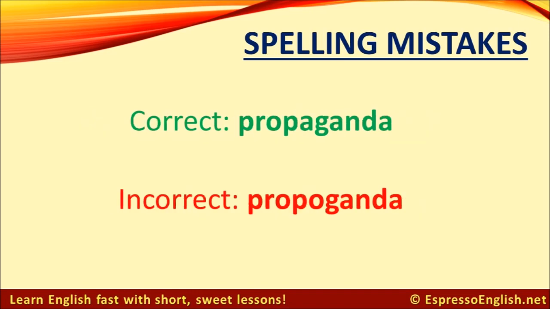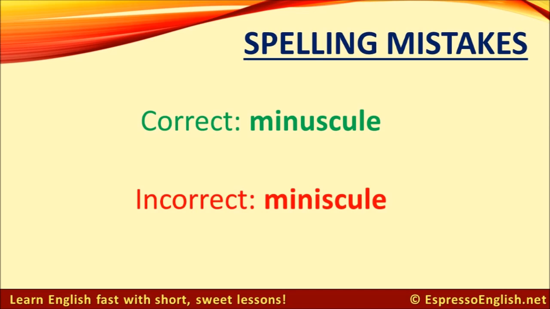The word propaganda refers to content, like articles, advertisements, or videos, that are specifically made to convince you to think a certain way. And the first part of this word is spelled P-R-O-P-A, propaganda, not P-R-O-P-O. Next, we've got the word minuscule, which describes something that is very, very small. Now, it sounds like "mini-scule" when we pronounce it, so you might think it starts with M-I-N-I, because we do use the prefix mini to talk about small versions of things. But minuscule starts with M-I-N-U.